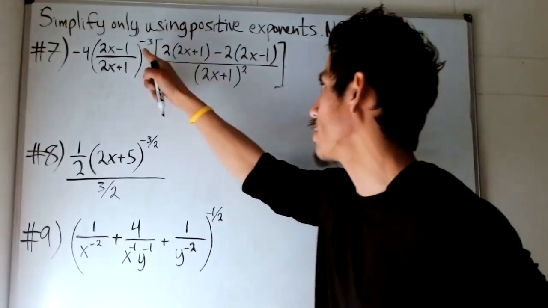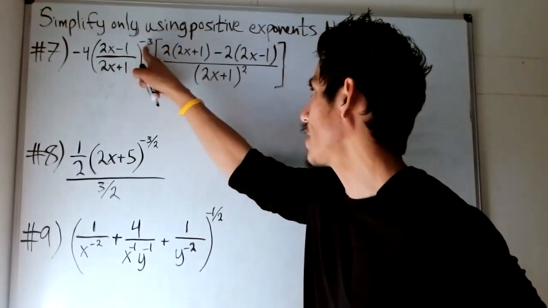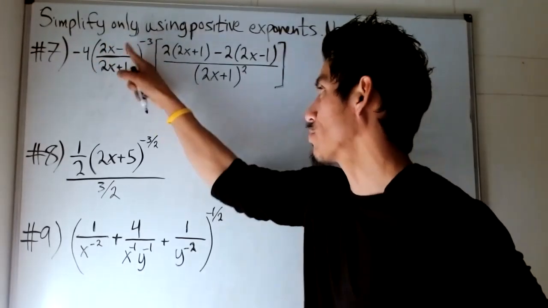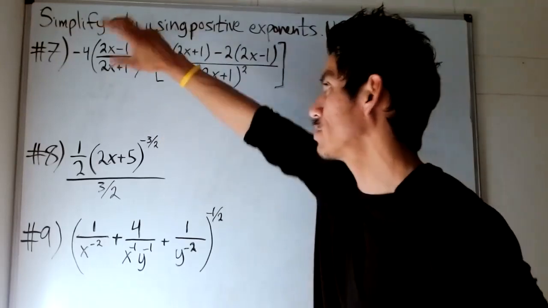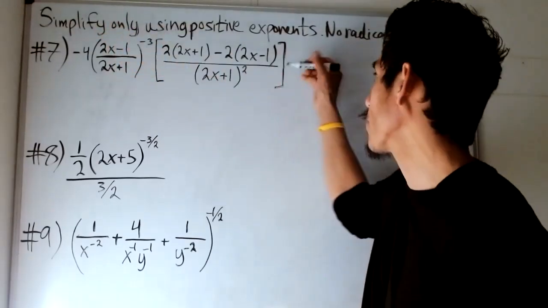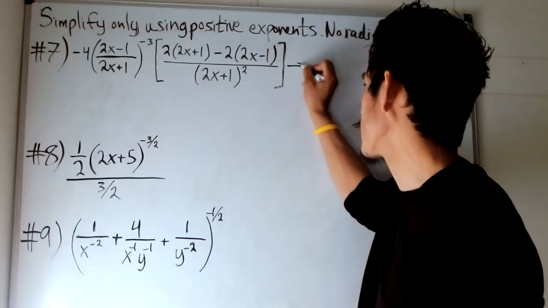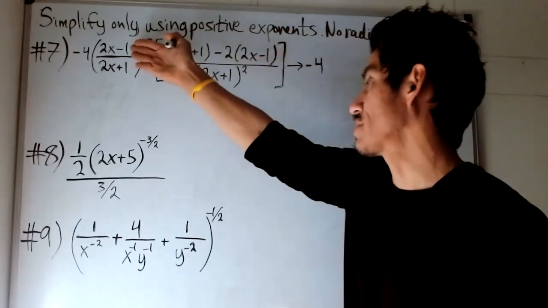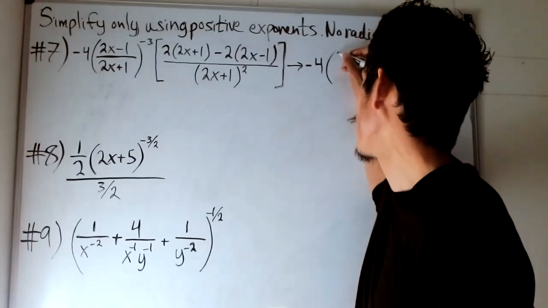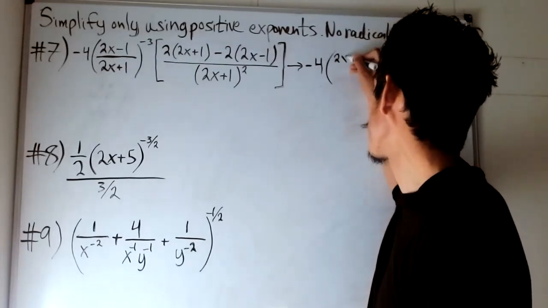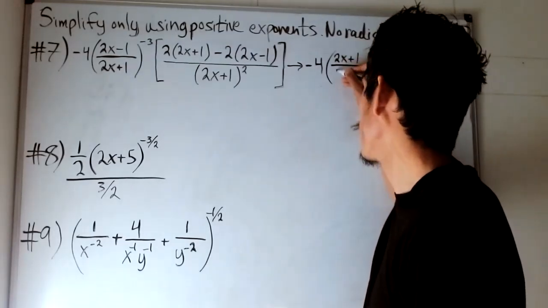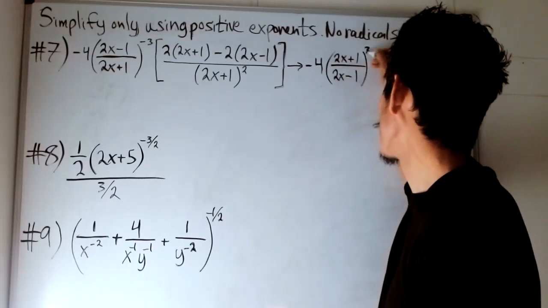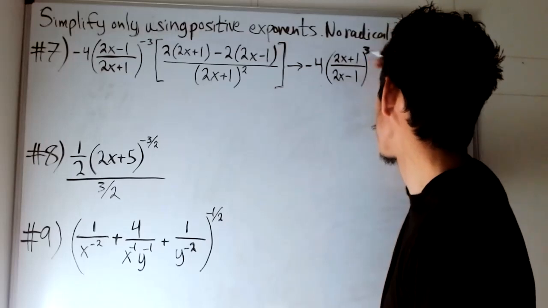So here we see -3 as the exponent, and that just means this whole group is being raised to the -3 power. So we can simply flip that whole thing over, because it's going to work the same way as a fraction. So then that whole thing just becomes 2x plus 1 over 2x minus 1, and that all raised to the third power, +3 power now.